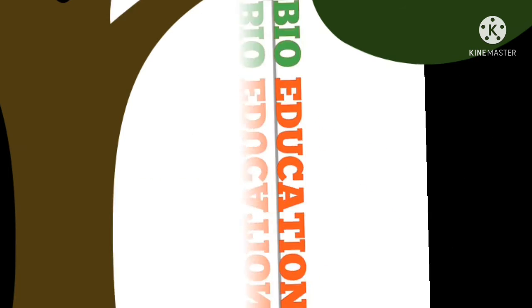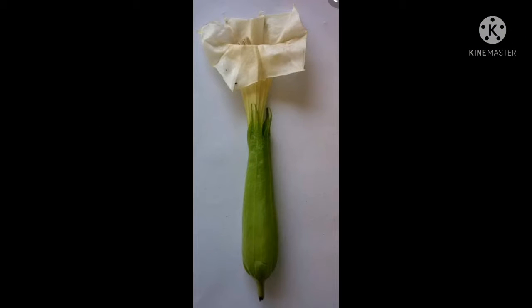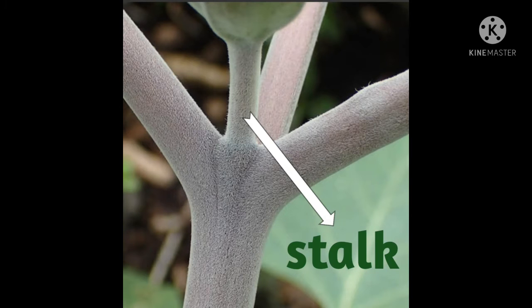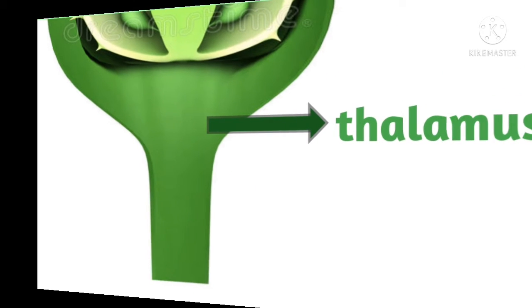Welcome to Bioeducation. So to learn about floral parts, let us take an example of the datura flower. Stalk. Stalk is nothing but the slender attachment or support of a leaf, flower or fruit. The stalk is green in color.